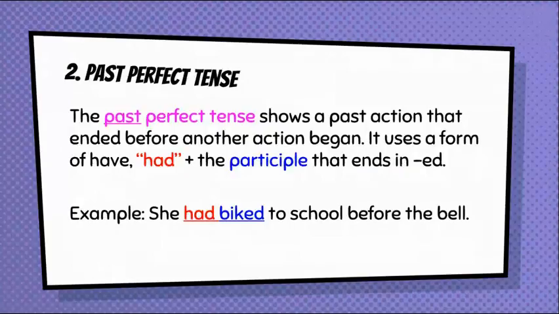The second type of tense we're going to talk about is past perfect tense. The past perfect tense shows a past action that ended before another action began. It uses a form of have, which is had, plus the participle that ends in ed. So for example, she had biked to school before the bell. This happened in the past. How do I know that? Because it has the form of the word have, which is had.